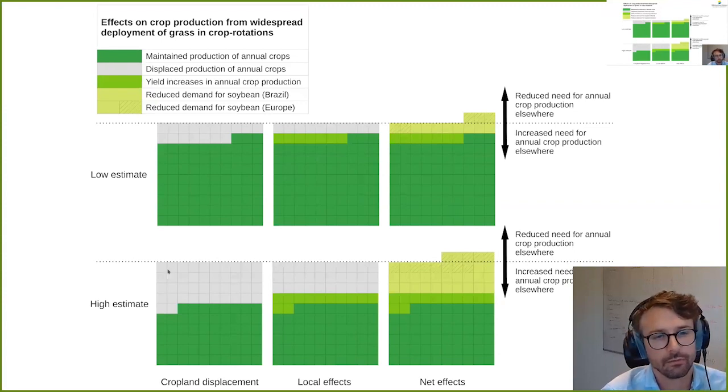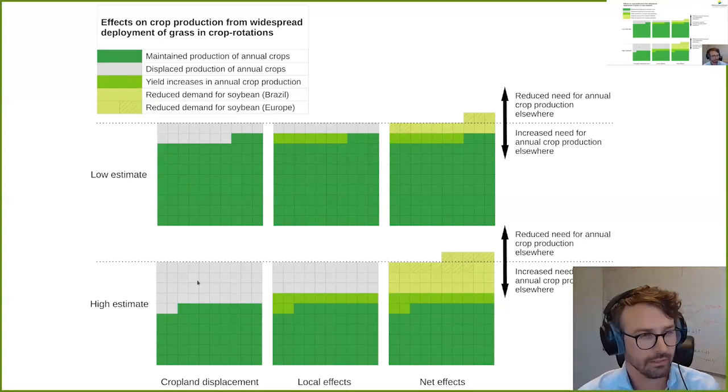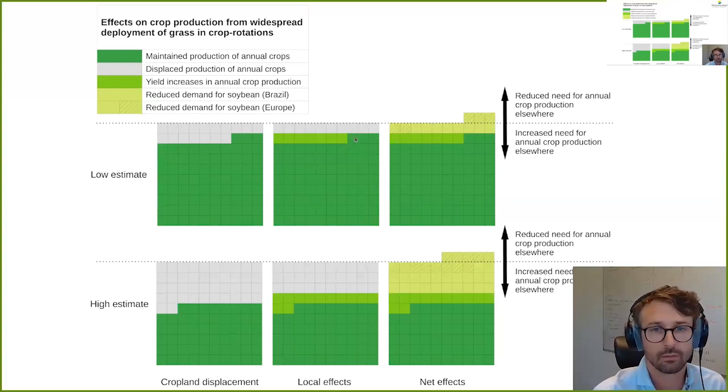And the high estimate is even worse. Then we have 42% of the land that we produce food and feed on from annual crops displaced. There is a corresponding increased need for annual crop production elsewhere. But by introducing grass into the crop rotations, we also get yield effects for the annual crops on the land where grass is established. So we get local effects, higher yields, and this means that we can produce the same amount of biomass or food on less land, which decreases the need for annual crop production elsewhere. So now we're down to 10% in the low estimate, and 30% in the high estimate.